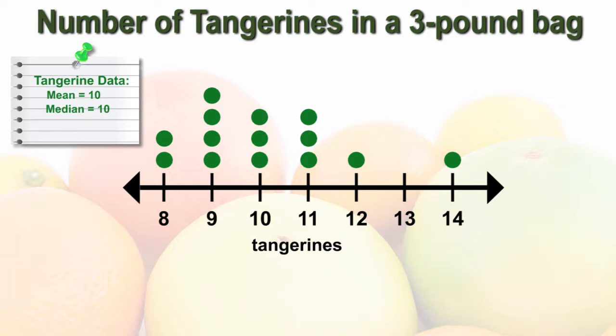We can also look at the range of the data. In this data set, the largest number of tangerines in a bag is 14, and the smallest number is 8. 14 minus 8 equals 6. The range of this data is 6.